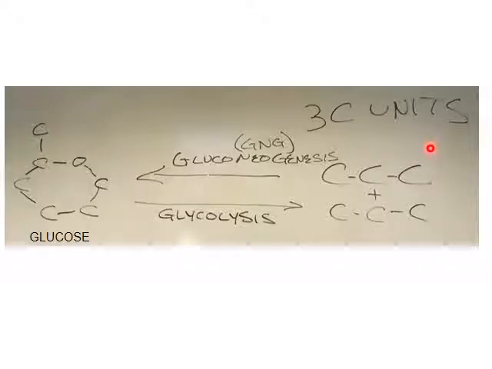Now we can run this backwards, and this is very important in a cow. We take two three carbon units, we put it through gluconeogenesis, or I'll abbreviate it GNG, and we can recreate, with the addition of ATP here, we can recreate that glucose. And we saw all the different three carbon units that we can have. Any of those coming in can be used to recreate glucose, and this is rather important in a dairy cow, and we'll show you why.